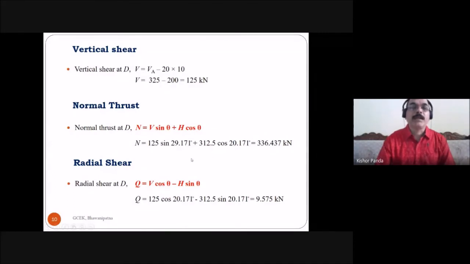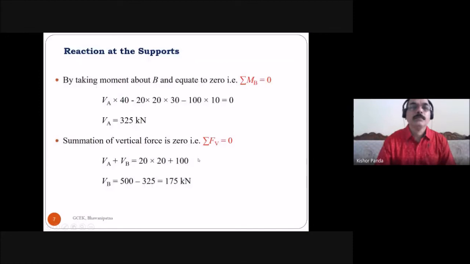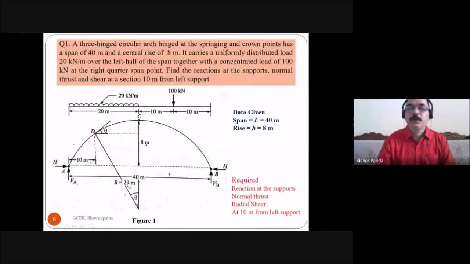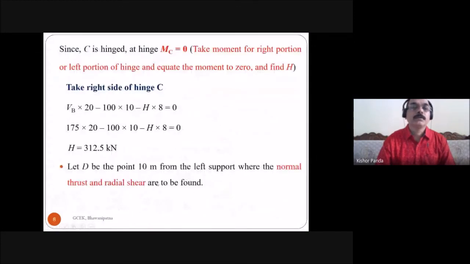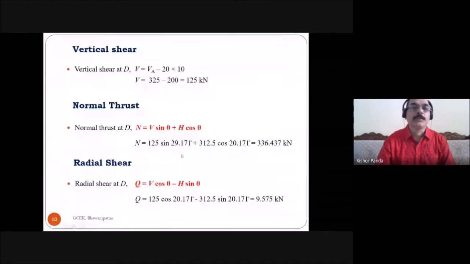So these are the parameters you got from this problem: the reactions of the supports, the normal thrust and the radial shear at 10 meter from the left support. This is the normal thrust and this is the radial shear.